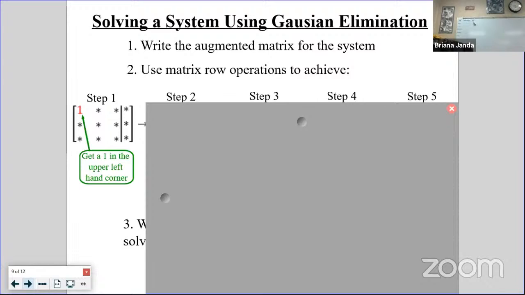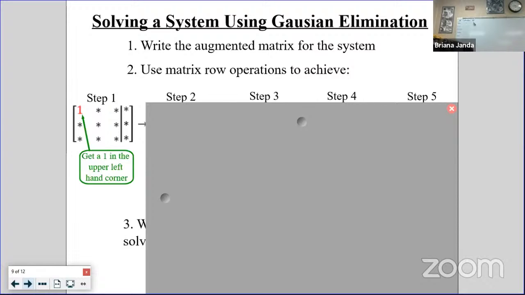Step 1 is you want to get a 1 in the upper left-hand corner. Now there's pretty much 2 different ways that I would do this. Either exchange it for something that already happens to have a 1 in that spot, or multiply by the reciprocal of what's here. Okay, those are kind of the 2 ways that I would attack that job.